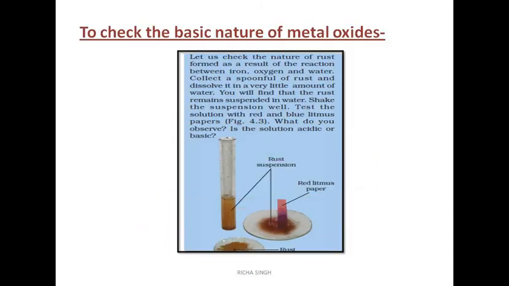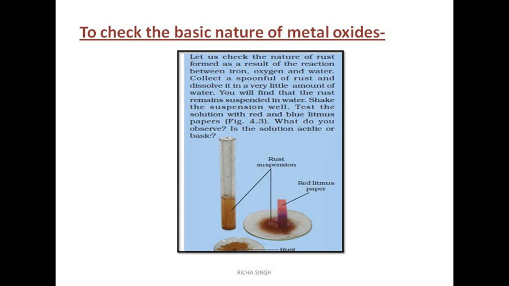Okay. Now let's come to the activity, that is activity number 2 in your book, which shows to check the basic nature of metal oxides. You have to check whether the oxides which are formed are basic or acidic in nature. It's a very simple activity. What has been done here, the rust that deposits over iron has been taken, and in that we add water.